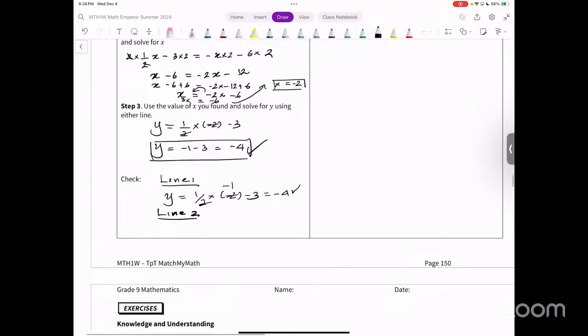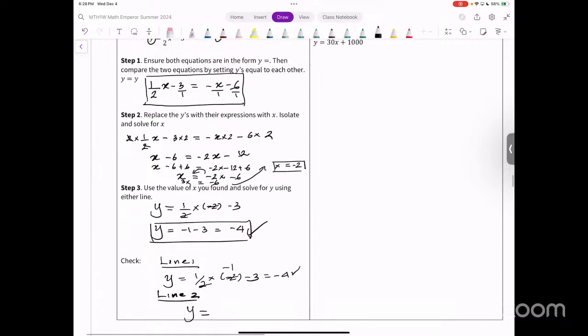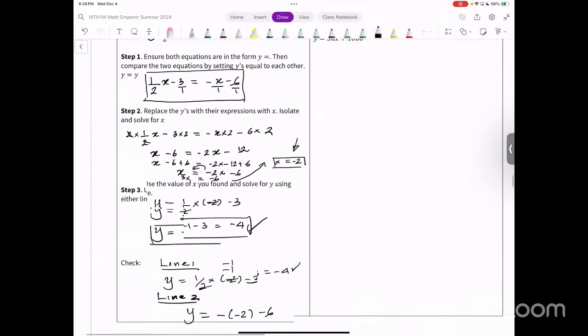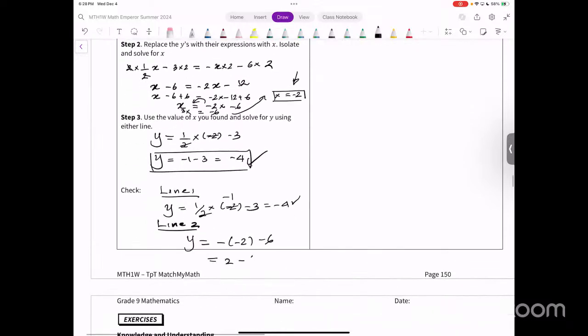Line 2, y is equal to negative x. And x is negative 2. So negative of negative 2 plus 6, that's minus 6. That's my equation, right? Negative of negative 2 is positive 2, minus 6 is negative 4. Are you guys following that?